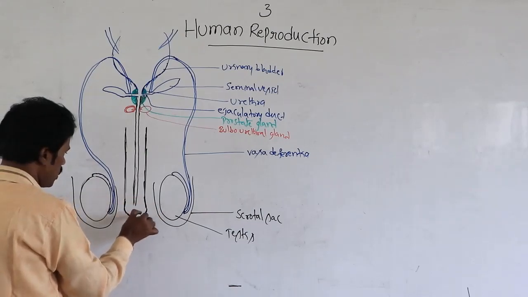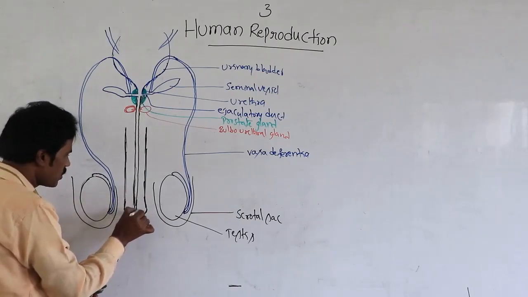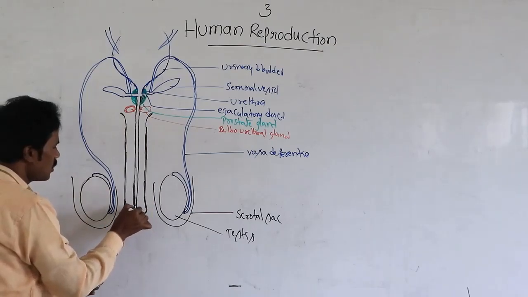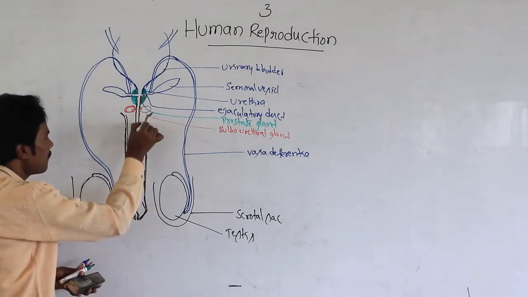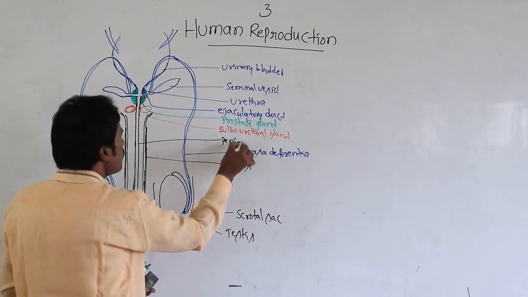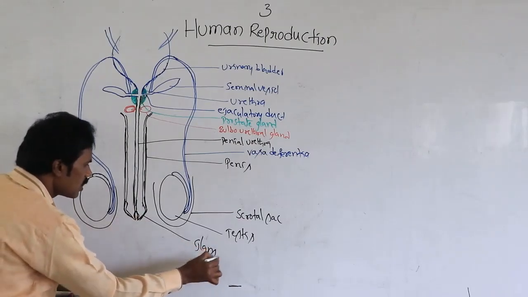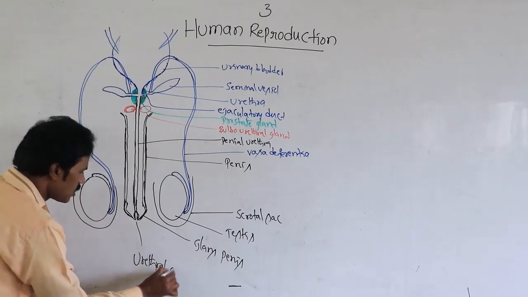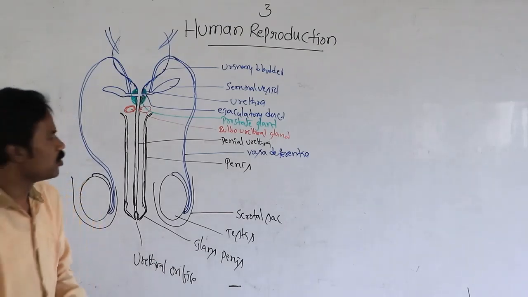The distal end we call the glans penis. This is the urethral meatus. This is regarded as the glans penis, covered by skin. This is the penis, and this is the penile urethra. This is regarded as the glans penis, that is the urethral orifice or urinogenital duct. That is regarded as the urinogenital duct.